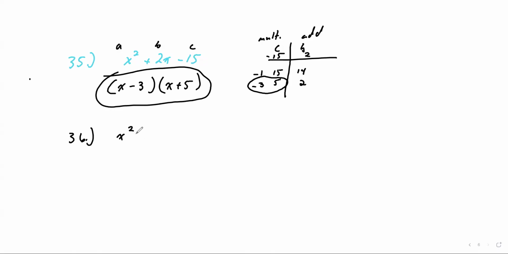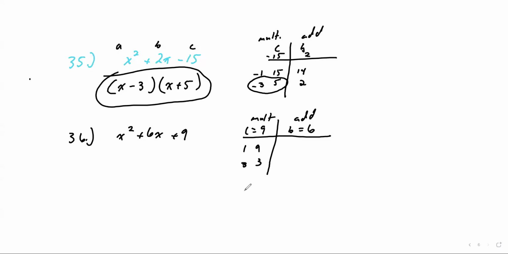36 is x squared plus 6x plus 9. In this one, again, we're trying to multiply to our c, which is equal to 9, and we're trying to add to our b, which is equal to 6. I go through all my multiples of 9, so that's 1 and 9, 3 and 3. And since I'm adding to a positive, that tells me they're both positive. So this gives me a 10, which is not right. 3 gives me 6. And there's my winner.